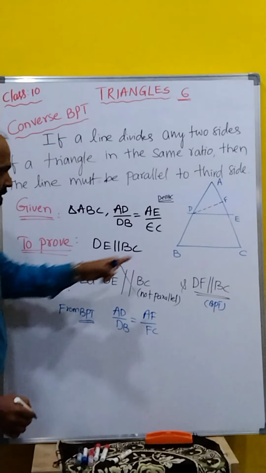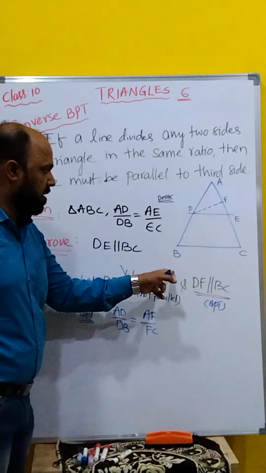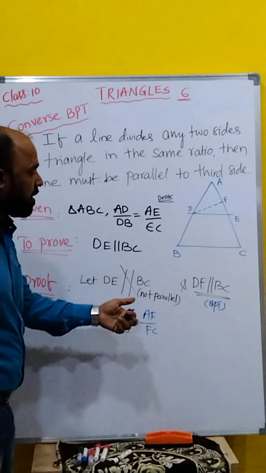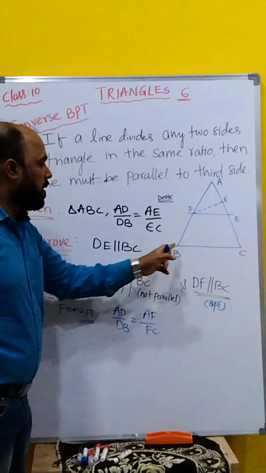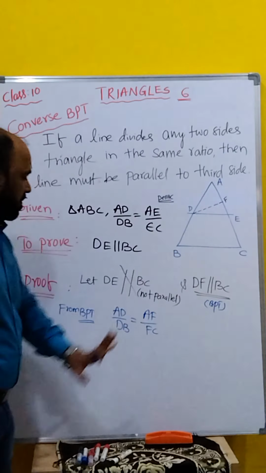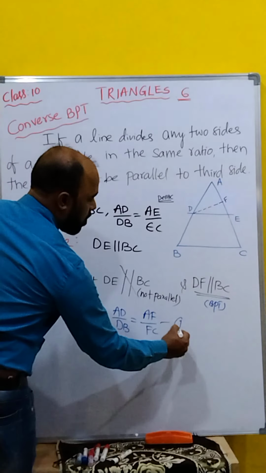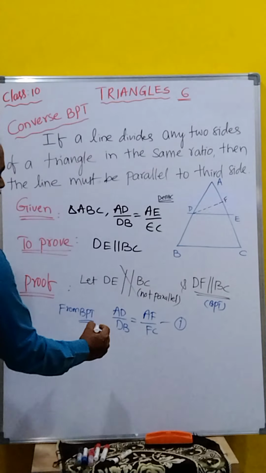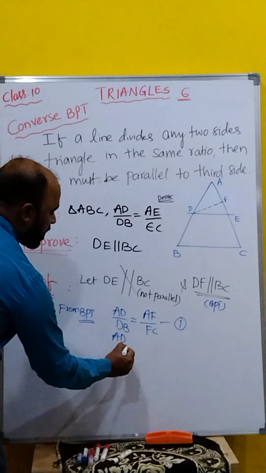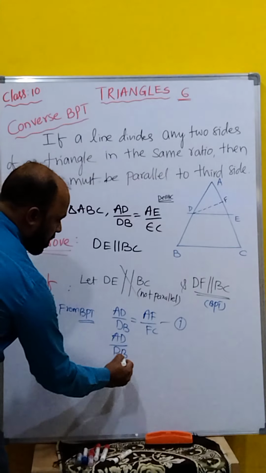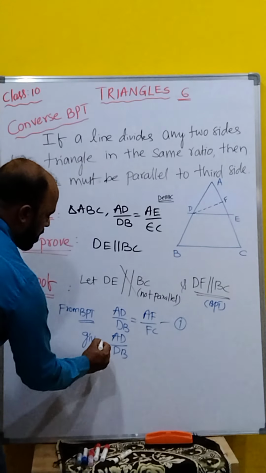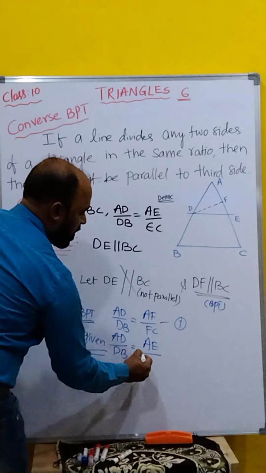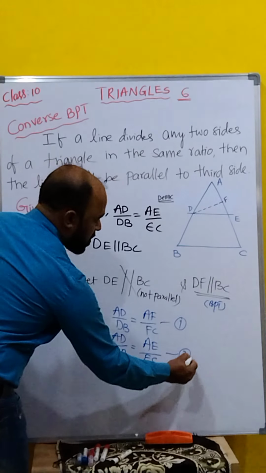Clear, children? If DE is parallel to BC, then AD by DB is equal to AE by EC. Now we are assuming DF is parallel to BC because DE is not parallel. Then obviously AD by DB is equal to AF by FC. That is number 1. Now what is given here? AD by DB is equal to AE by EC. This is the given statement. That is number 2.